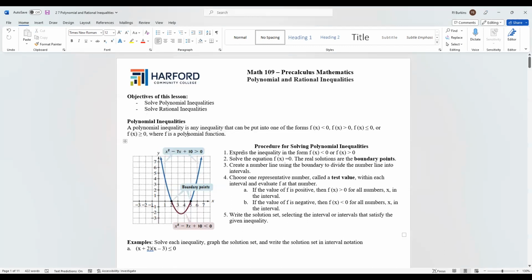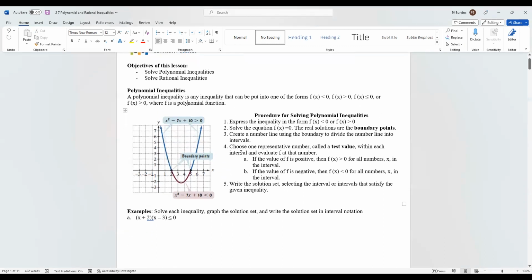So let's see what our steps would be. The procedure for solving polynomial inequalities is first to, even if it's less than or equal to, just take the form and express it with equals 0. Let's worry about solving it that way. Then find the boundary points, which are basically the zeros, right? If that's where the function's equal to 0, we know that's the x-intercepts or the zeros.